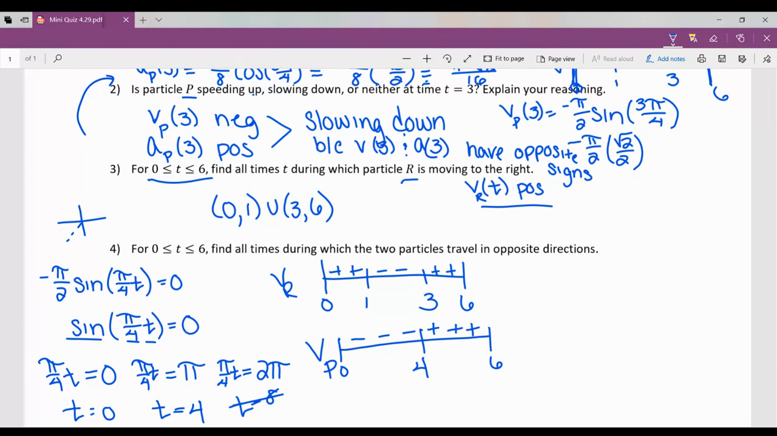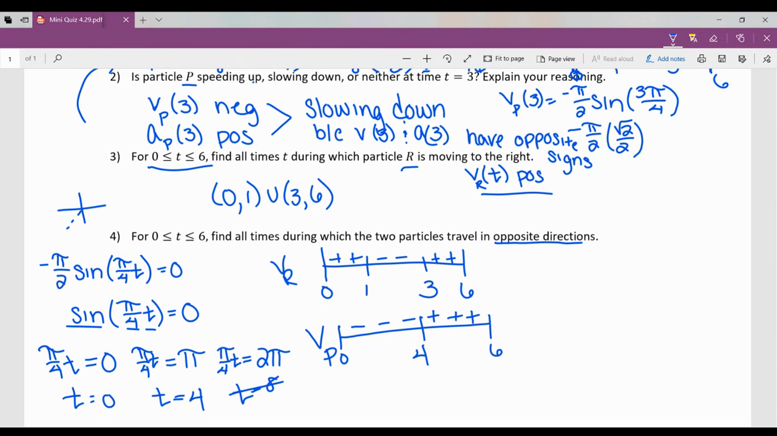All right, so we want, when do they travel in opposite directions? That means when are the signs opposite? All right, so my signs are opposite from 0 to 1, and they're also opposite signs from 3 to 4. Okay, and that's it.